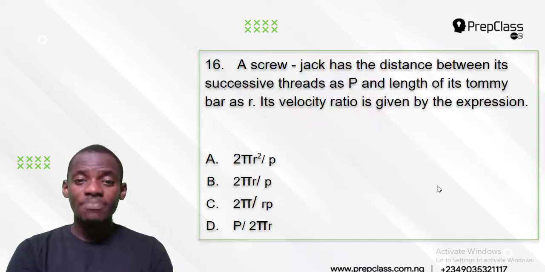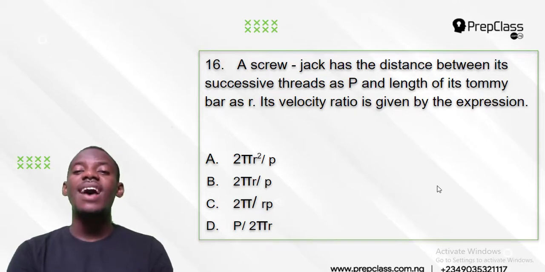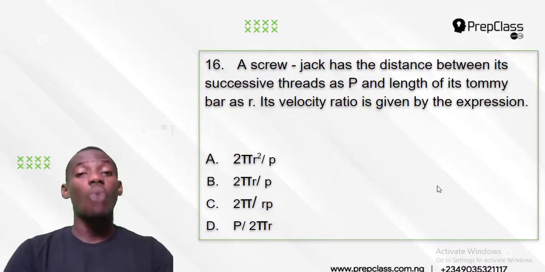Let's get to number 16. A screw jack has the distance between its successive threads as P and length of a tightening bar as R. Its velocity ratio is given by the expression what?